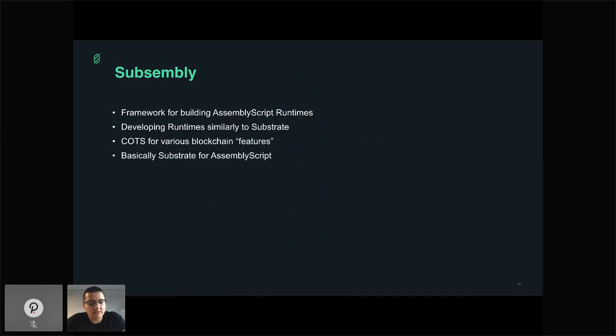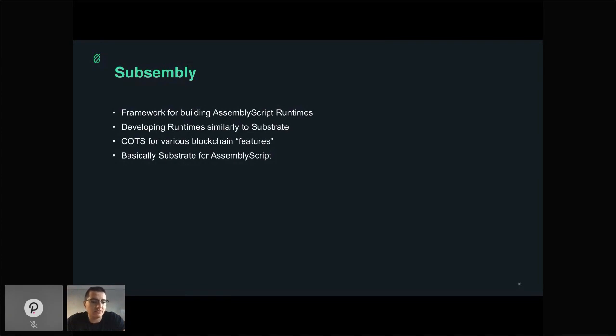Our plan is to develop Subassembly, which will be a framework for developing AssemblyScript-based runtimes. And now that we have built the proof of concept runtime, we can evaluate what has to be done and which are the important things to get right in terms of building AssemblyScript runtimes. And with Subassembly, we would like to provide the opportunity to developers to build runtimes similarly to how they are built with Substrate. It would mean that you have components off the shelf for various blockchain features, and it could be thought of as Substrate for AssemblyScript.